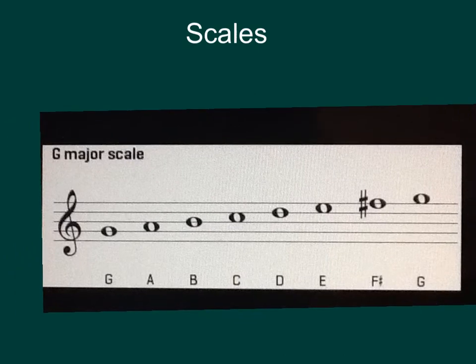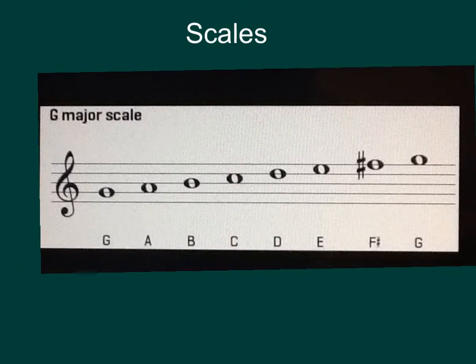Now here we have a G major scale. As you can see, the first note is G, hence the title of the G major scale. A G major scale actually has an F sharp in it. So what that tells me, if I was to choose to write a piece of music in G major, is that every F that I came across would be an F sharp instead.